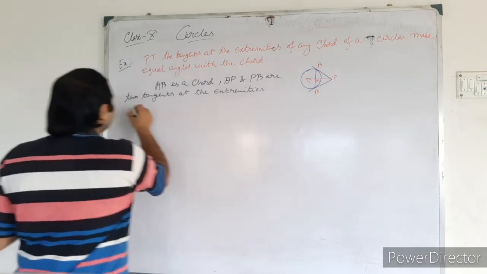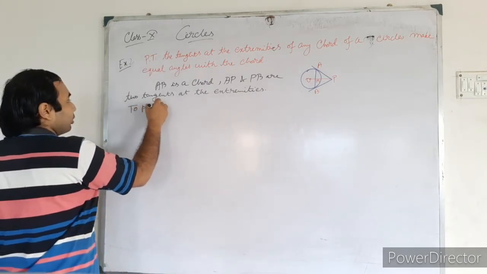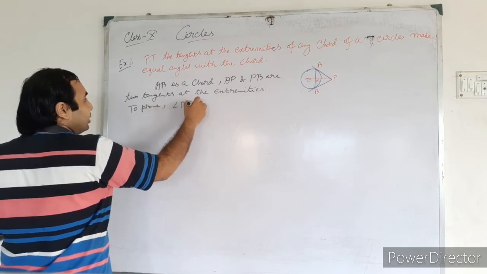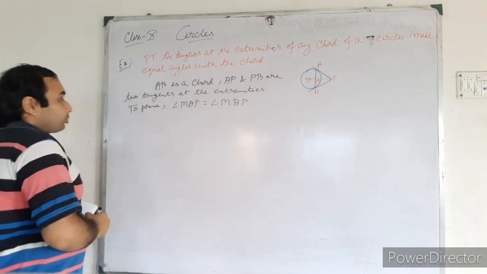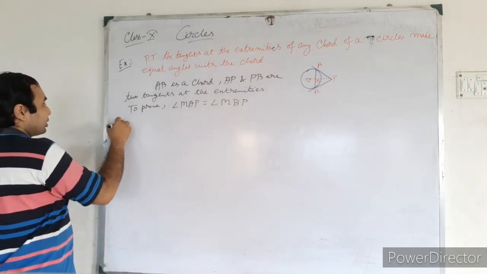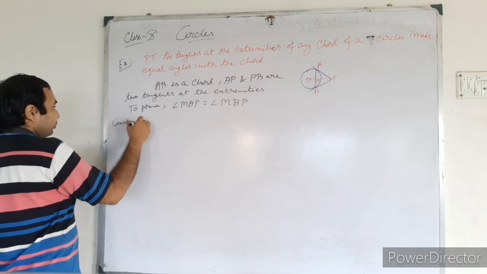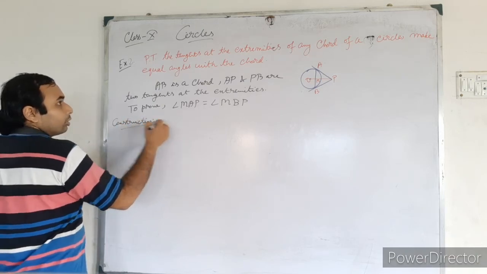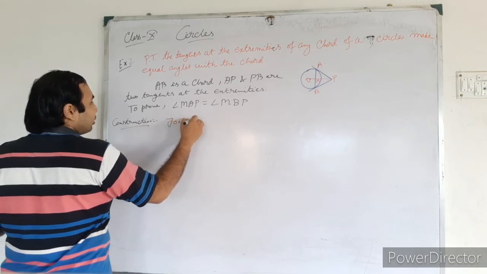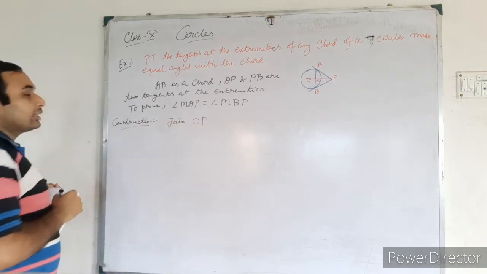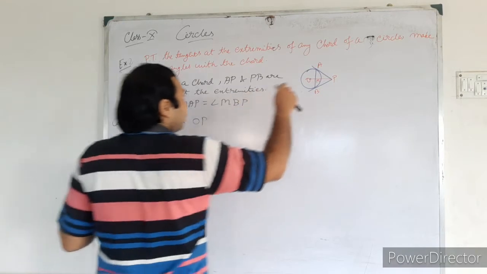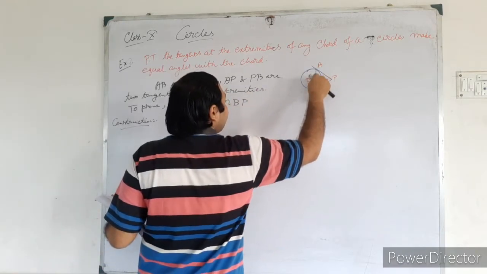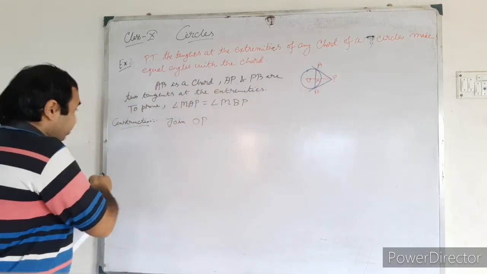That means you have to prove here, to prove angle MAP equals angle MBP. Okay, so one construction is there: join OP, that is the center with the external point P. Okay, so now we have to prove only that this angle MAP is equal to this angle. So let us prove this one.